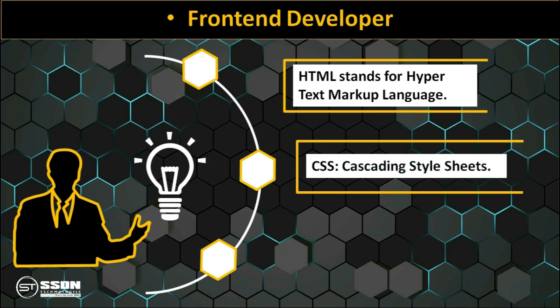Number 2, CSS. Cascading Style Sheets, fondly referred to as CSS, is a simply designed language intended to simplify the process of making web pages presentable. CSS allows you to apply style to web pages. More importantly, CSS enables you to do this independent of the HTML that makes up each web page.